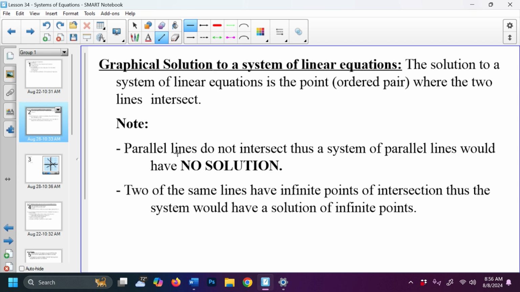Parallel lines do not intersect, and thus a system of parallel lines will have no solution. Two of the same lines will have an infinite number of points of intersection, and thus the system would have a solution of infinite points. Now, these are special cases, and they don't happen all too often.